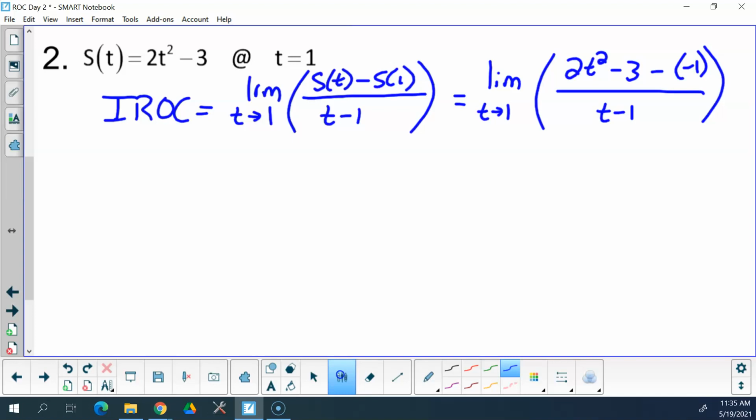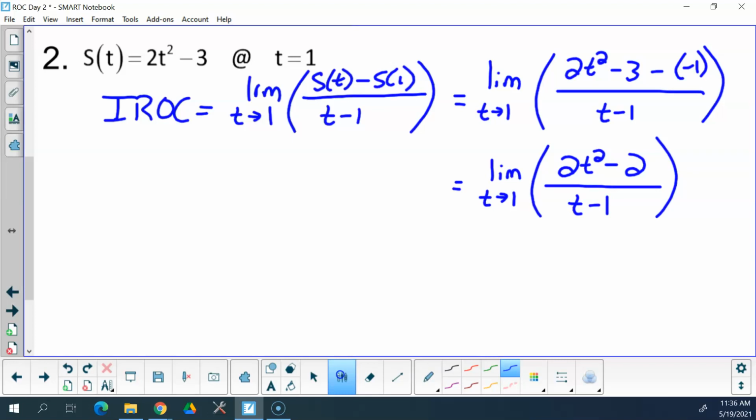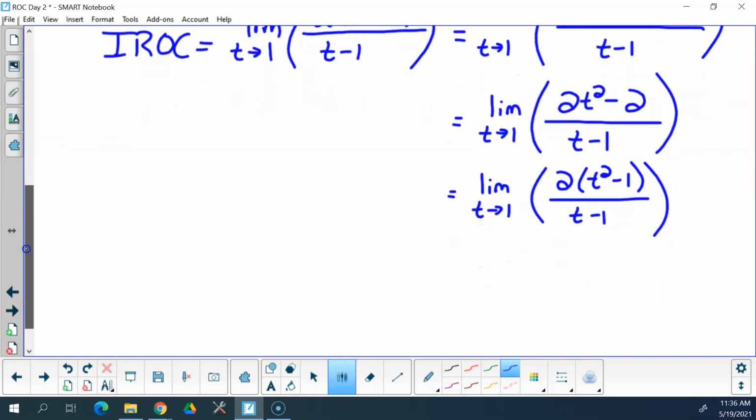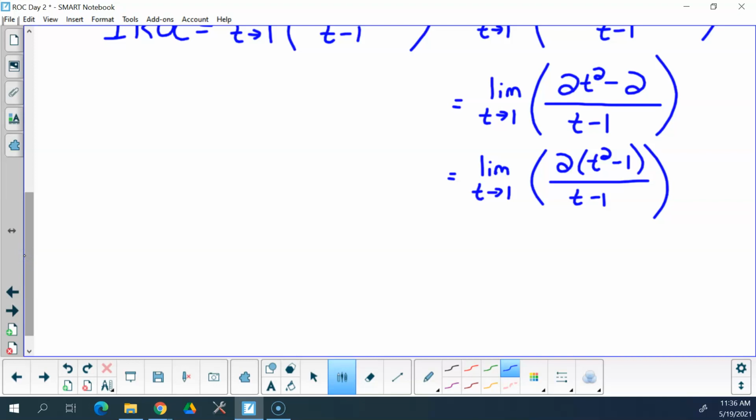So if I simplify the top, I get 2t squared minus 2 all over t minus 1. Can I simplify, factor, if you will, the top? Take a 2 out? Can I factor anymore?